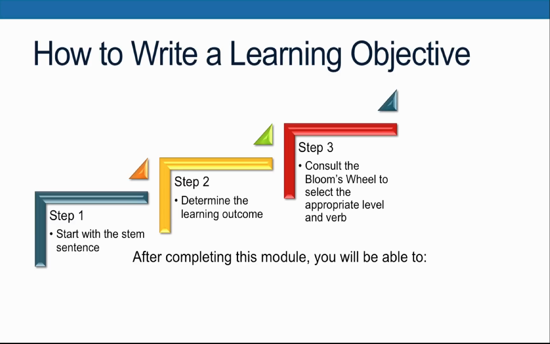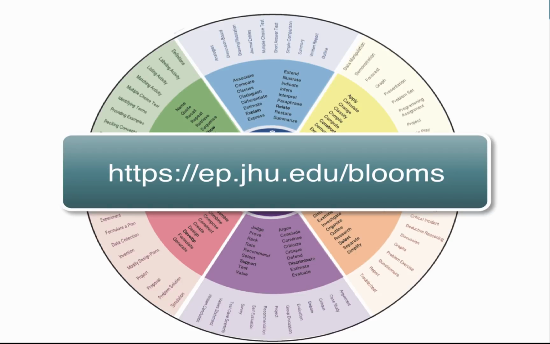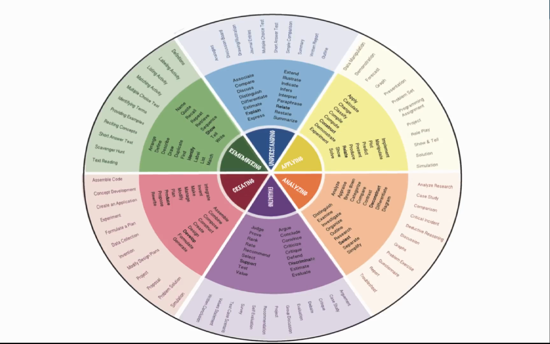Consult the Bloom's wheel to determine the appropriate level of learning and select an appropriate verb that reflects exactly what you want the learners to do. So, let's take a look at the Bloom's wheel. I'll note that this helpful tool is available to you online. Simply point your browser to ep.jhu.edu/blooms, and you'll be able to download a PDF of this tool. Okay, back to the wheel.